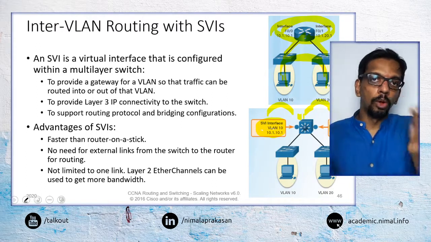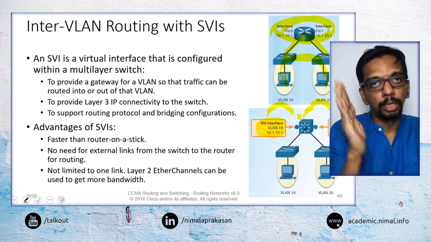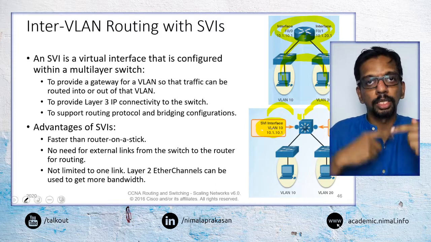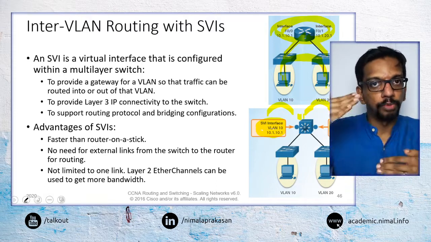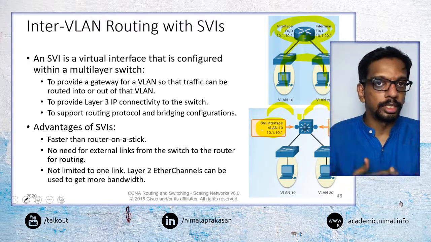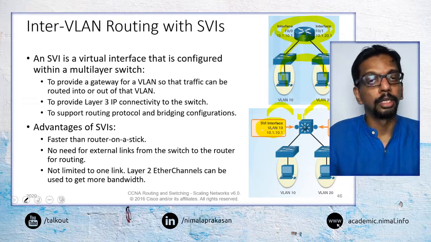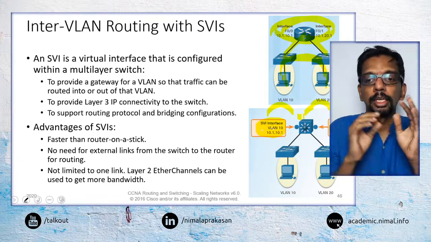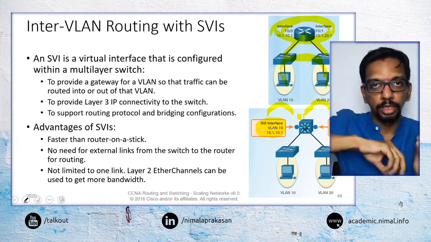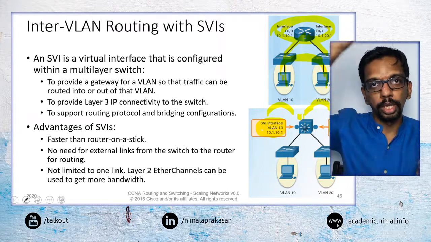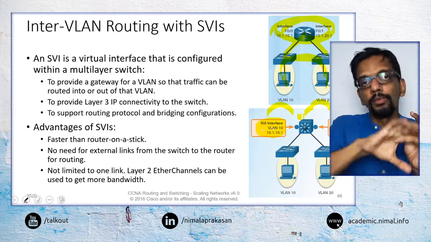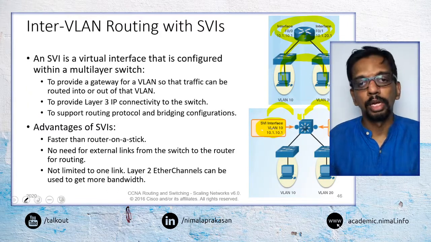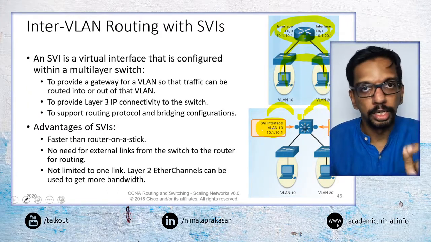And also we can combine multiple links to interconnect the switches, and do some form of link aggregation like EtherChannels to combine them and get more bandwidth out of it as well. But the basic idea is, instead of inter-VLAN routing going up to the router and coming back, we do the routing at the switch itself and forward the traffic to an SVI, or virtual interface.